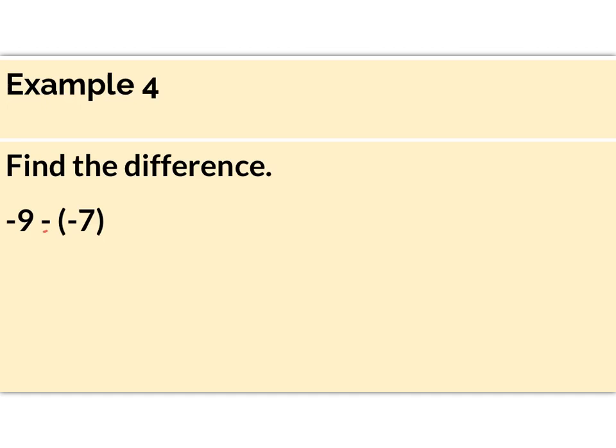Now here we go again. Two negatives in a row change to positive. And on the next slide, negative 9 plus 7. Same signs add, different signs subtract. So we subtract these two terms. 9 minus 7 is 2. Now we take the sign of the larger number.